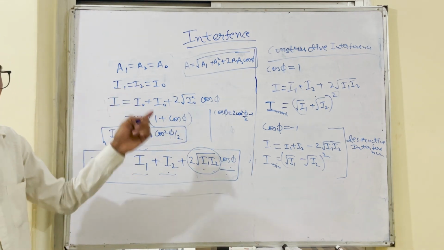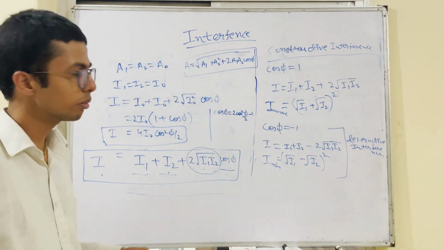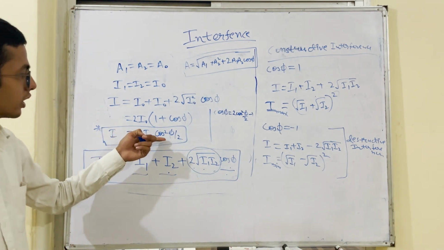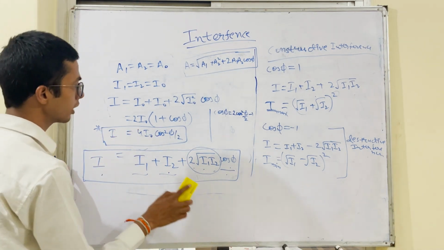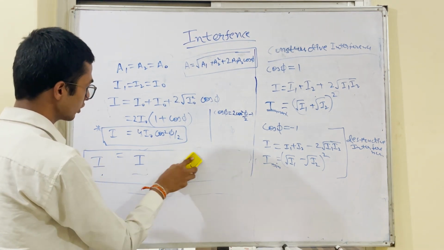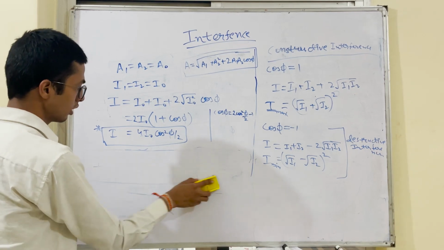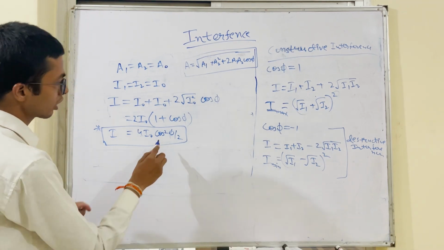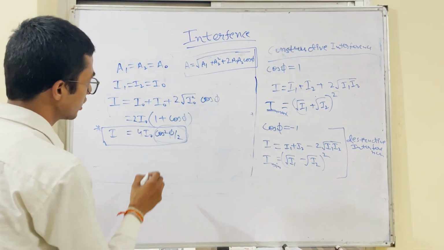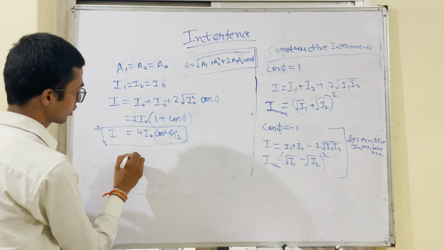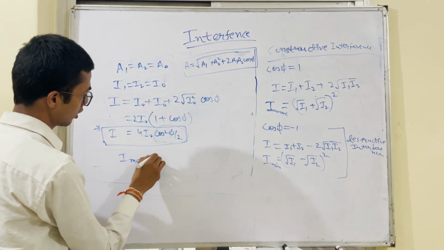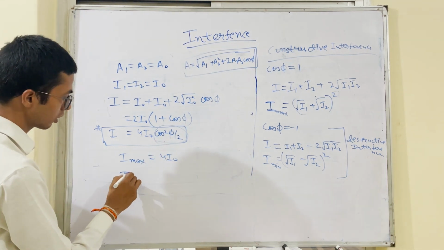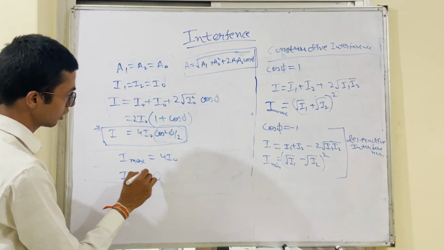If I1 and I2 equal I0, if the intensity of both the waves is the same, then the resultant intensity will come as this. So if I see the maximum value of I, what can be the maximum value of intensity? Because cos square phi by 2 can be maximum 1. So the Imax will come as 4I0, and the minimum value of this will go as 0. So Imin will be 0.